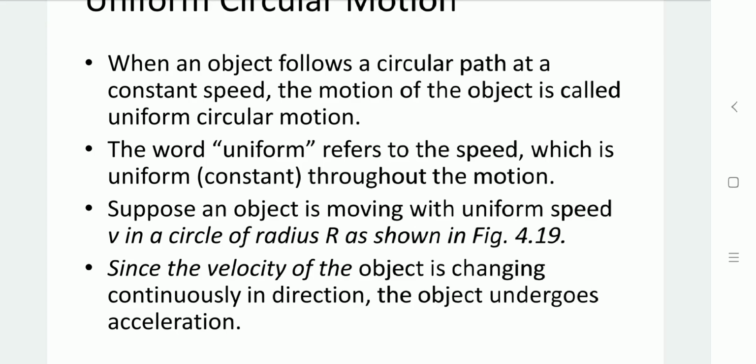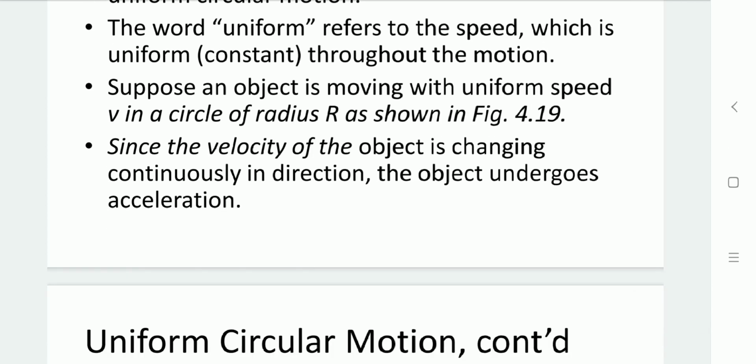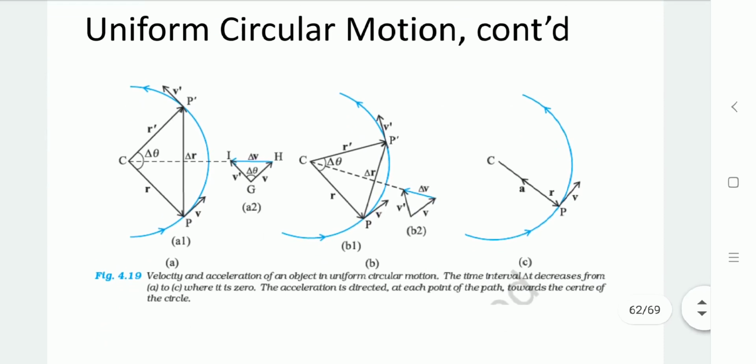Speed remains constant, but as the direction changes, velocity also changes. And as the velocity is changing, acceleration also changes. So here, the direction changes, speed remains constant, velocity is changing, and according to that, acceleration is available. Let us understand this with the diagram.